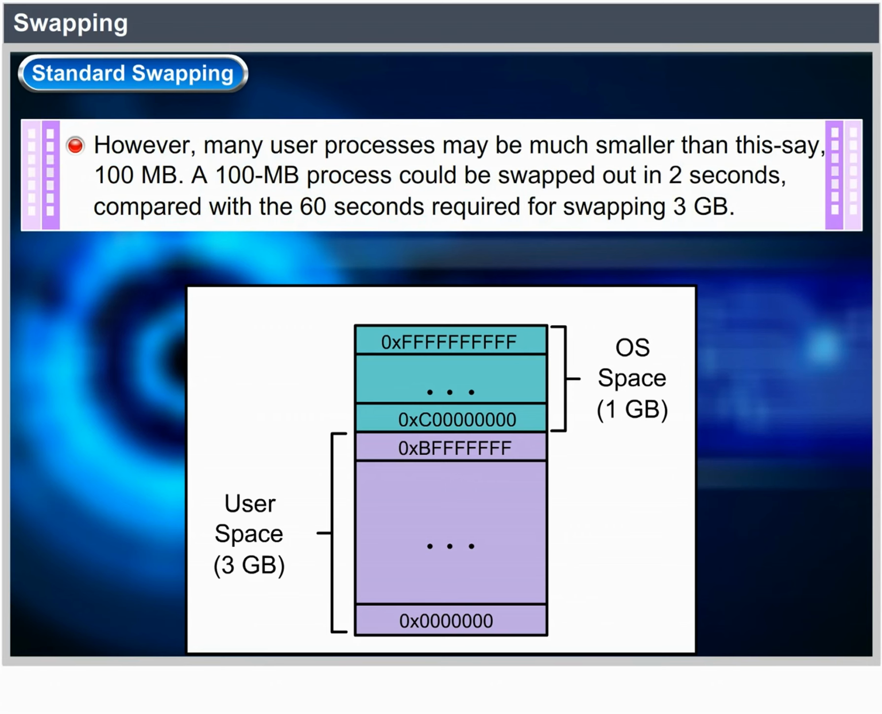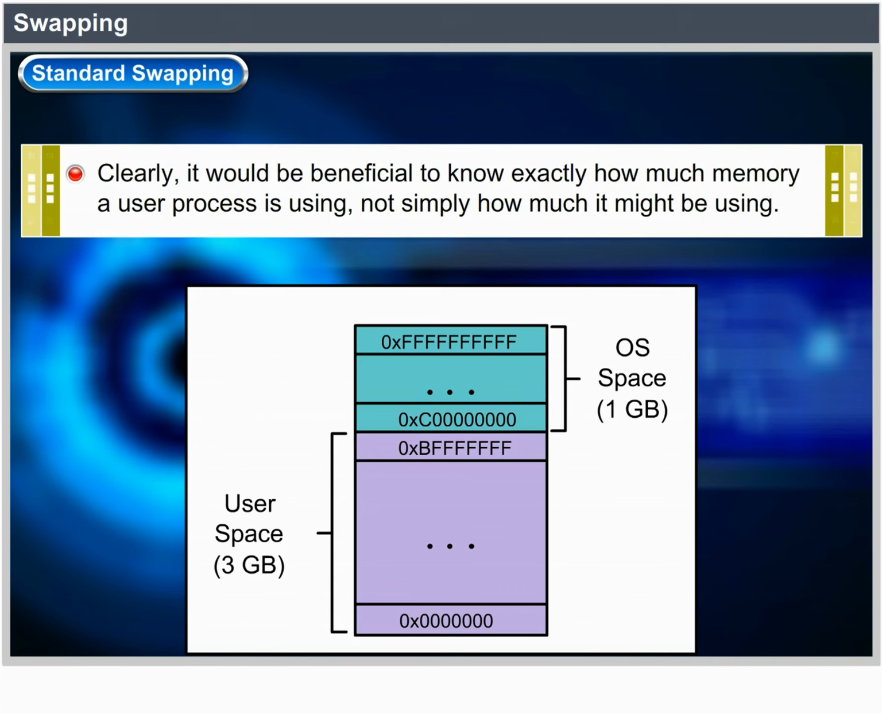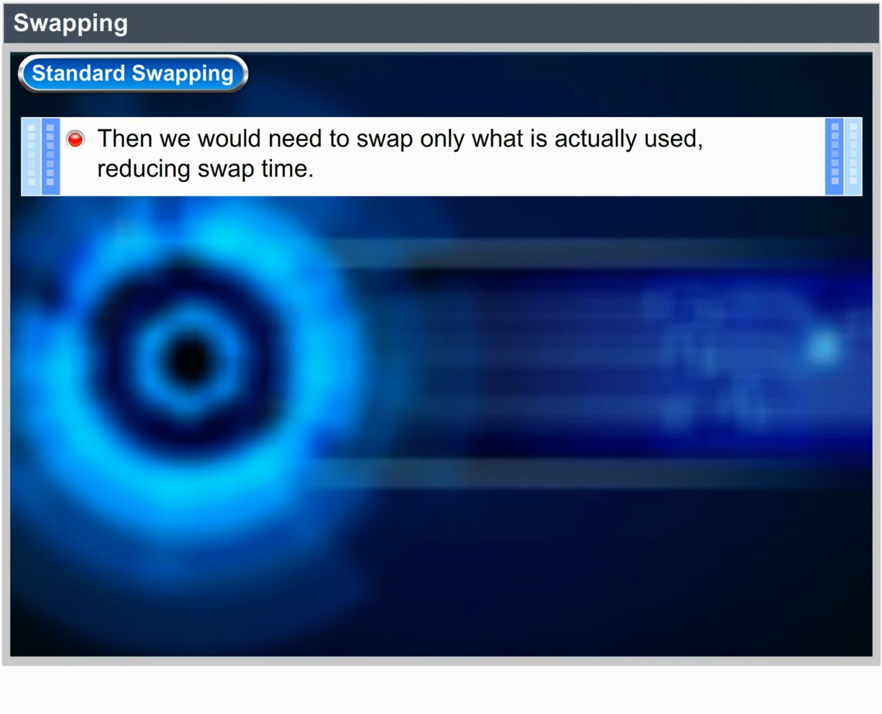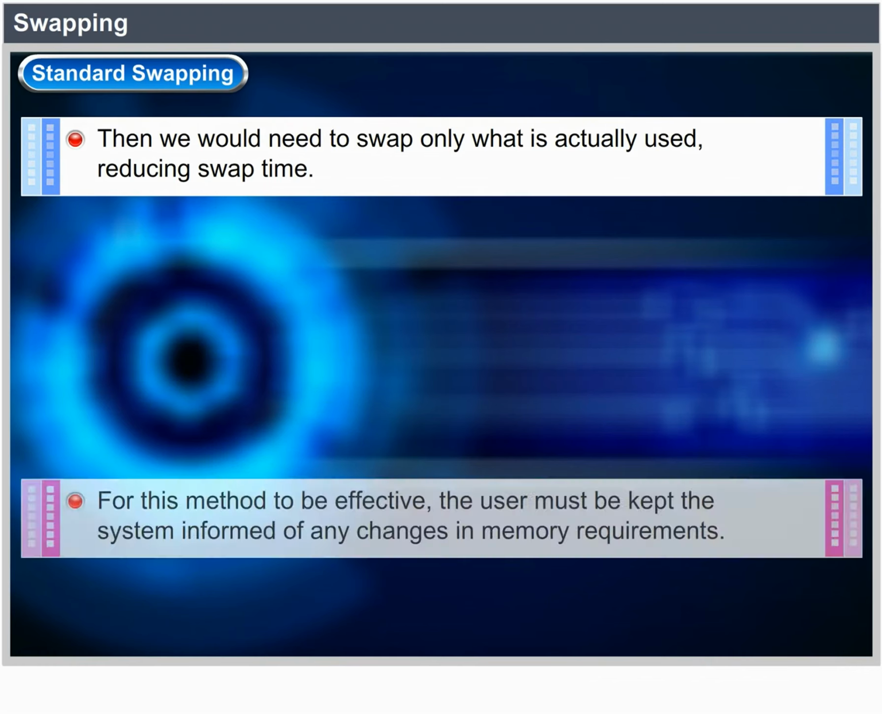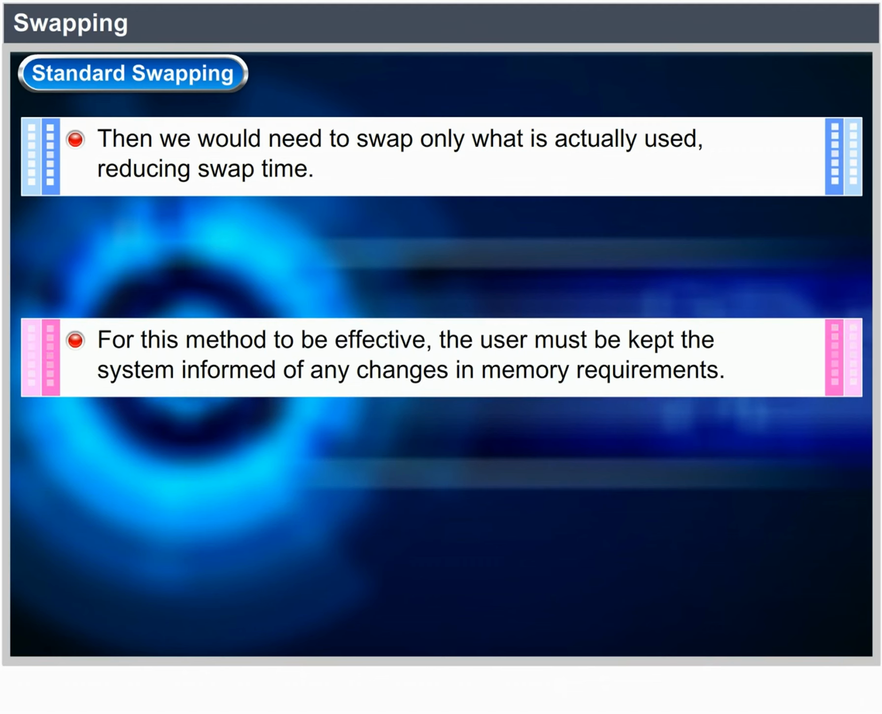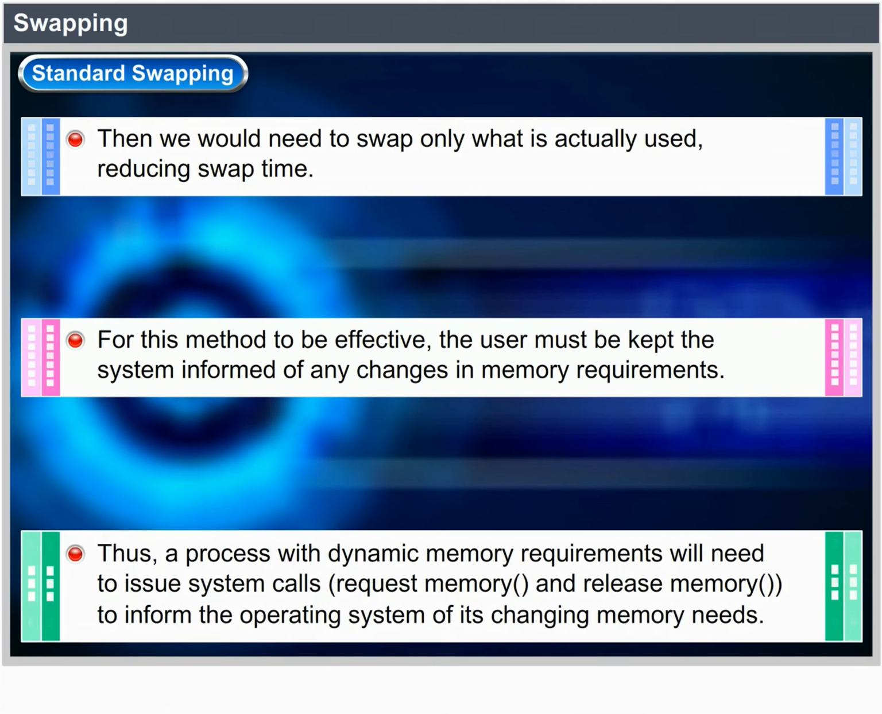A 100 MB process could be swapped out in 2 seconds, compared with the 60 seconds required for swapping 3 GB. Clearly, it would be useful to know exactly how much memory a user process is using, not simply how much it might be using. Then, we would need to swap only what is actually used, reducing swap time. For this method to be effective, the user must keep the system informed of any changes in memory requirements. Thus, a process with dynamic memory requirements will need to issue system calls, request memory and release memory, to inform the operating system of its changing memory needs.